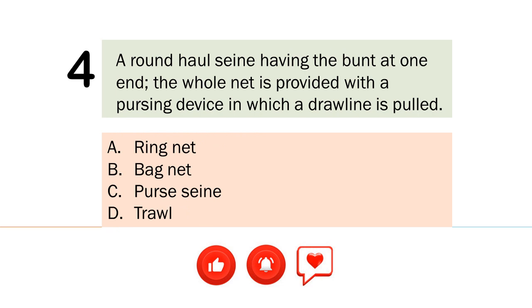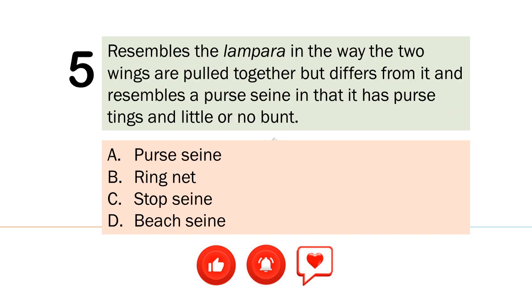Question number 4. A round haul seine having the bunt at one end, the whole net is provided with a pursing device in which a draw line is pulled. A. Ring net. B. Bag net. C. Purse seine. D. Trawl. The correct answer is letter C. Purse seine.